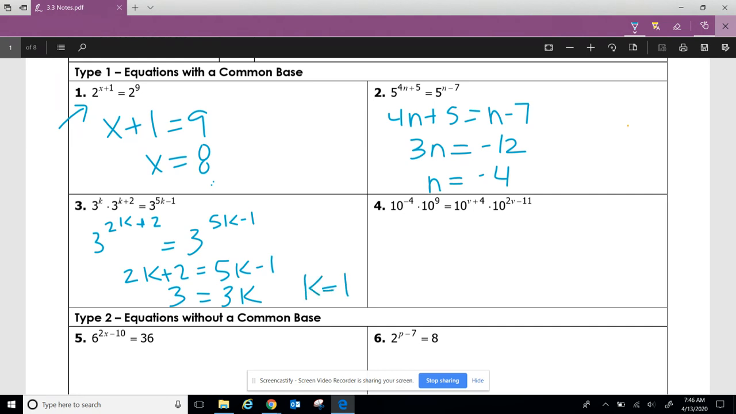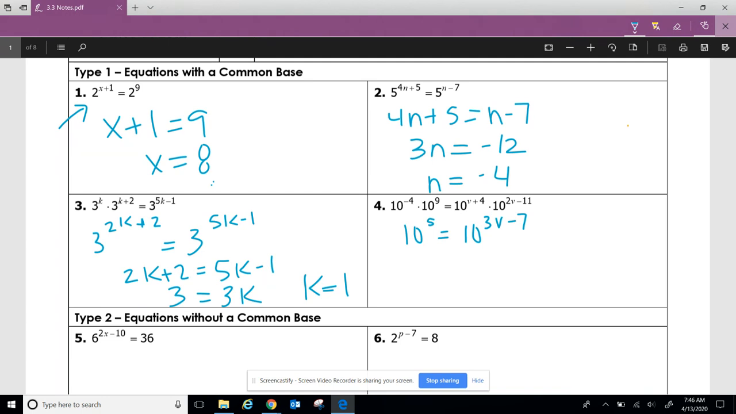Again, pause your video, see if you can do number 4. Come back if you think you got it. All right, welcome back. So here I've got 10 to the, again, I'm going to be adding my exponents. 9 minus 4 would be 5 is equal to 10. And here we're going to be adding our exponents. I got v plus 2v, that's going to be 3v. 4 minus 11 would be minus 7.